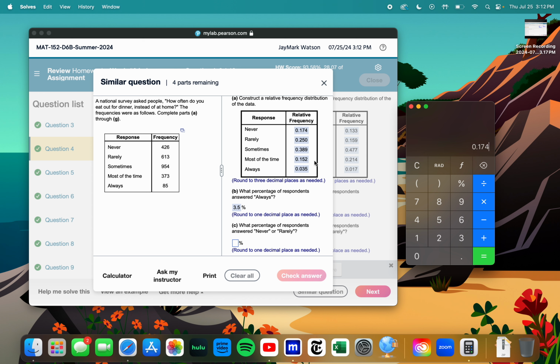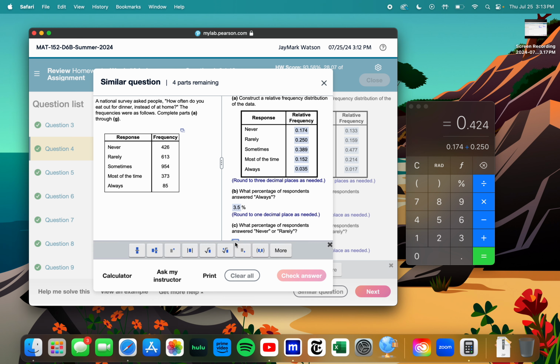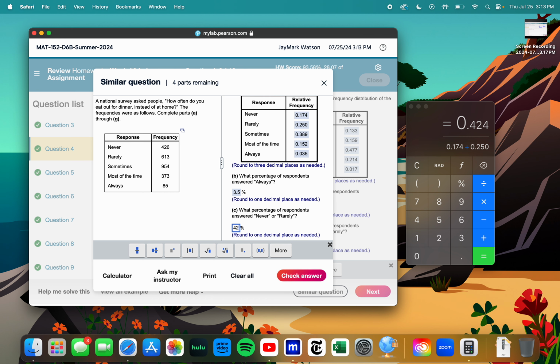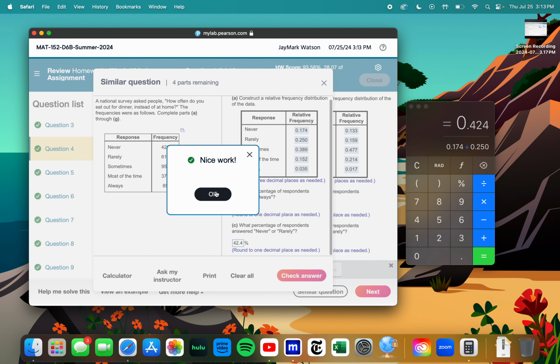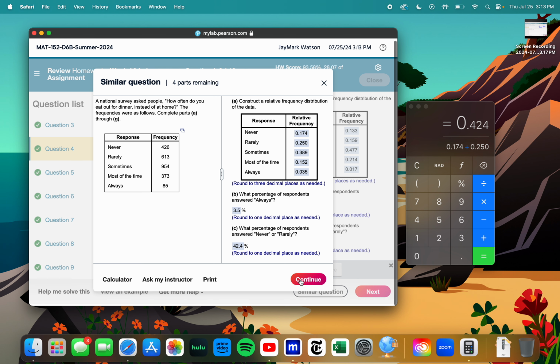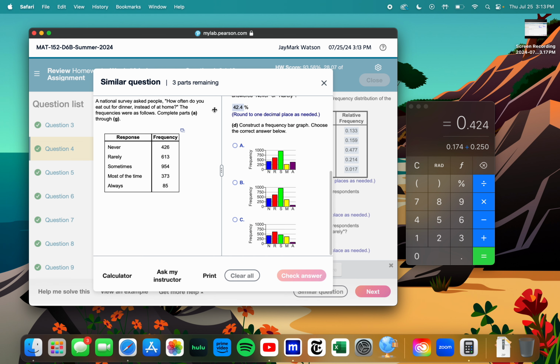So 0.174 plus 0.250 is 0.424, and that'll be 42.4% because you moved the decimal two places. 42.4. There you go. And we'll continue with the next part of the problem.